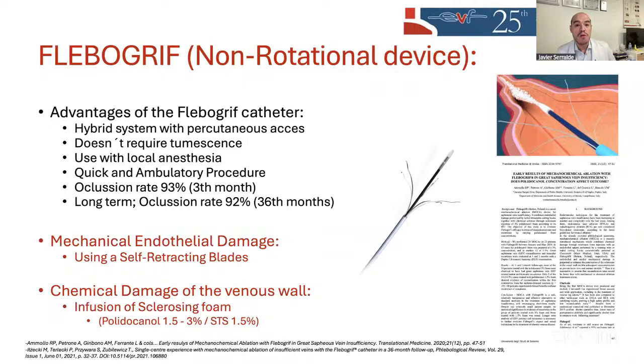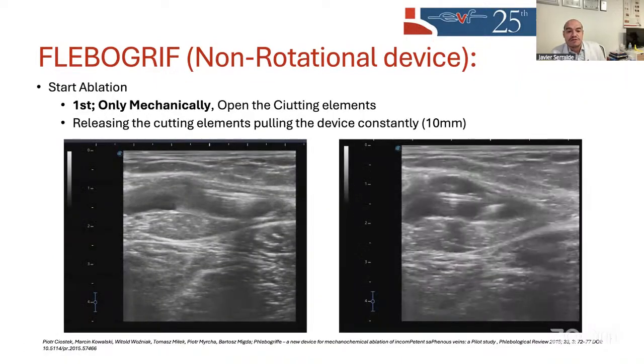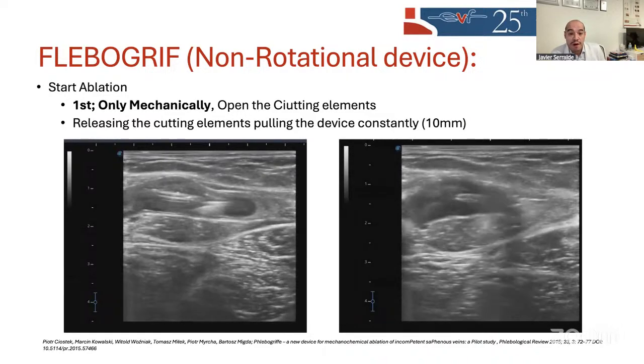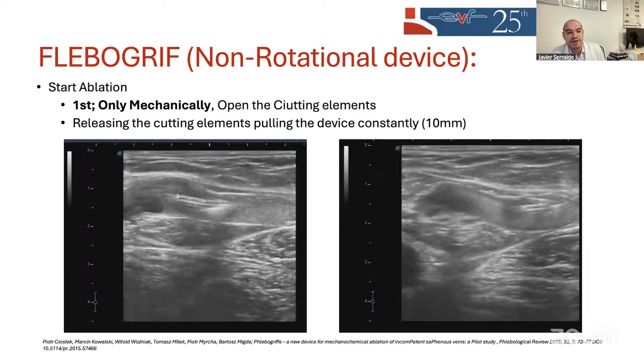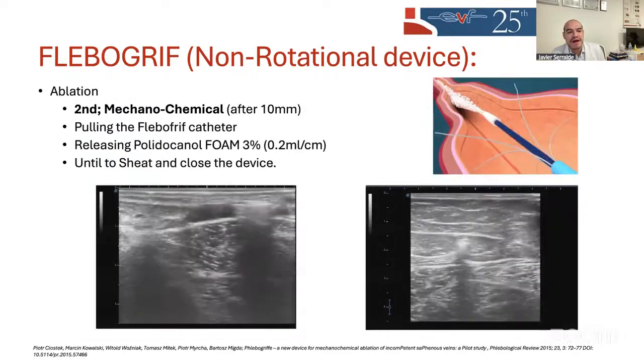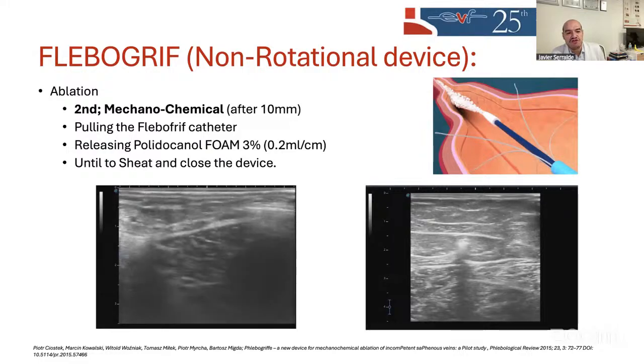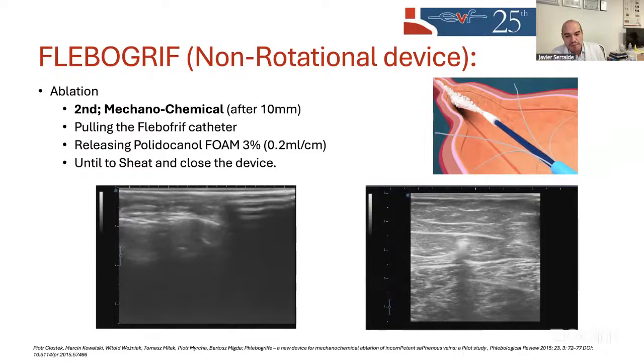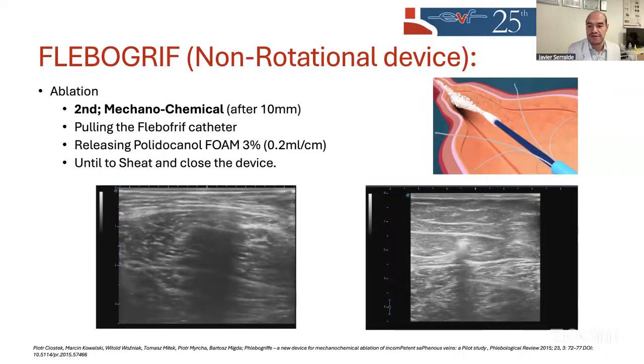And with the Flebogrif or non-rotational device, the mechanical endothelial damage is done using the self-retracting blades. And after the first 10 millimeters, we use the infusion of the Polidocanol. It's very easy. The first part, only the first 10 millimeters, is only mechanical. After that, we can continue with the mechanochemical ablation with the Polidocanol foam 3%, until we sheath and close the device.